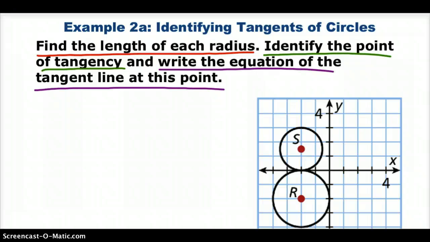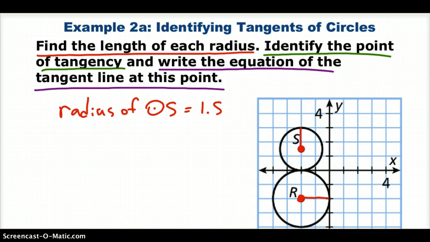The radius of circle S, we'll go straight left to right or straight up and down. It looks like it's about 1/2 to this next grid line, and then 1. So the radius of circle S equals, I'll call it 1.5. For R, we can go left to right, because it is on the corners of the grid lines. We go 1, 2 until we reach the outside of the circle. So the radius of circle R equals 2.